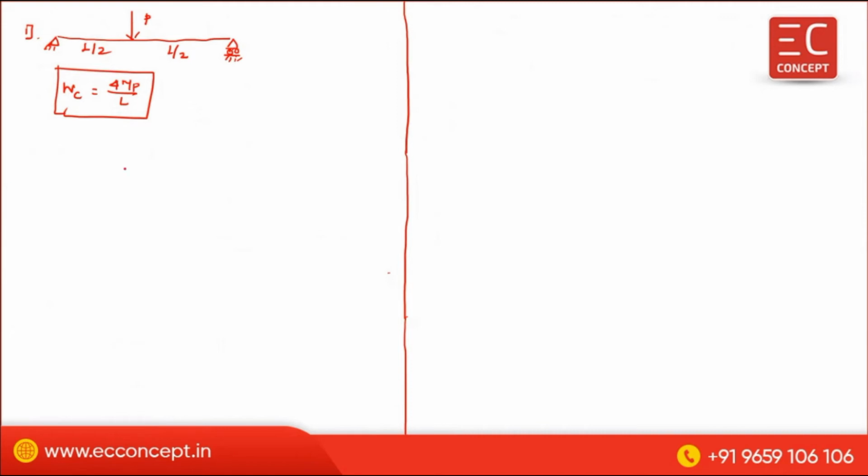Now, the second one is a simply supported beam with a UDL acting throughout the span. In this case, the collapse load is equal to 8 MP by L square. Be careful, L square. Third one.